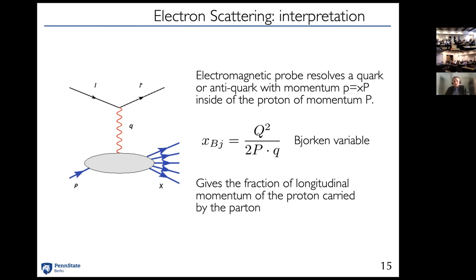So the electromagnetic probe resolves a parton, quark or anti-quark, with some momentum, let me call it P, which is fraction x of the momentum of the proton itself inside of the proton. Now, kinematically, one can define the so-called Bjorken variable, x Bjorken, which is the ratio of Q square, the absolute value of the virtuality of the photon, over 2P·q. There, P·q is the energy of the system, photon and the proton. And it's important to realize that this is a kinematical variable, and this kinematical variable in this particular scattering turns out to be equal to the fraction of the momentum carried by the parton itself. So that allows us to actually tag on a particular parton with some particular fraction.